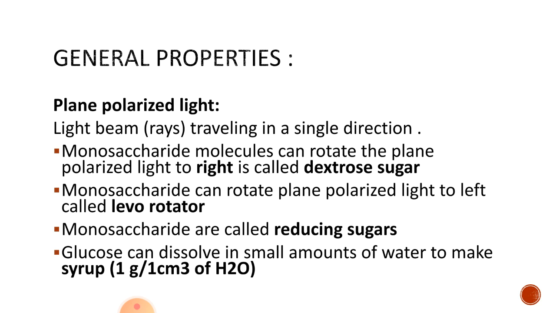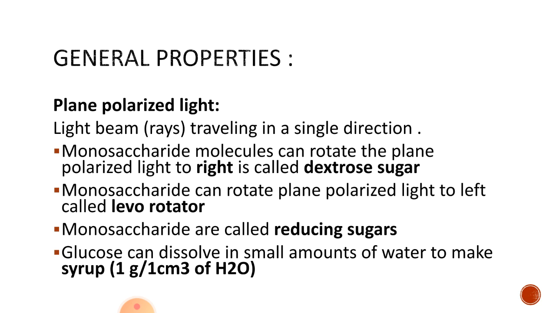So focus on that. The general properties: in the tidbit, plane polarized light is discussed and the behavior of the monosaccharide molecules toward this plane polarized light. First of all, plane polarized light. The light beam, the rays which are traveling in a single direction, are called plane polarized light. Monosaccharide molecules have the ability to rotate that plane polarized light to the right. That type of monosaccharides are called dextrorotatory, or simply dextrose sugars. While the molecules which can rotate the plane polarized light towards the left, meaning the anticlockwise direction, are called levorotatory molecules of monosaccharide.